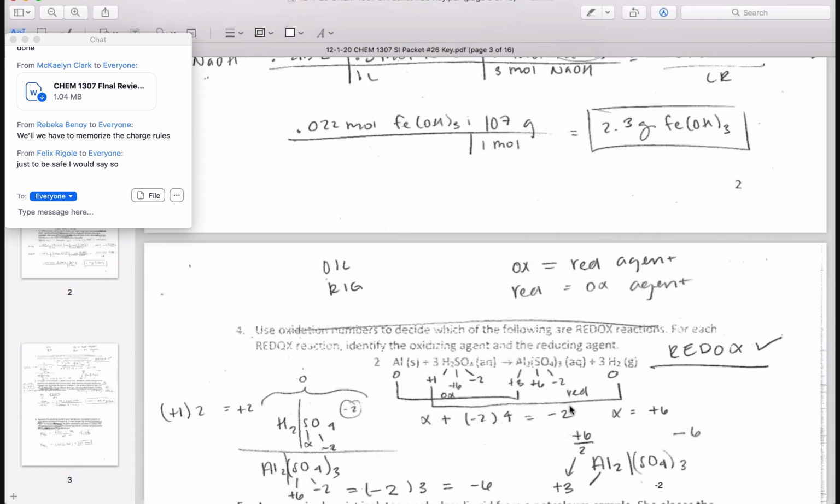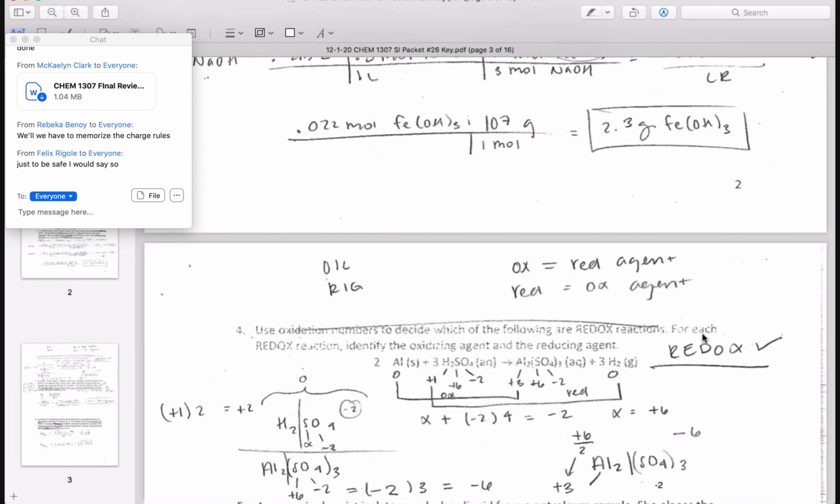Now the question specifically was asking if it was a redox or not. Remember the rule: if something is redox, it has to have both something oxidized and something reduced. It has to have both of them together. So this is a redox reaction. However, if they gave you a problem where only one thing was oxidized but nothing else was reduced, that would not be a redox reaction, because both need to be occurring, okay?